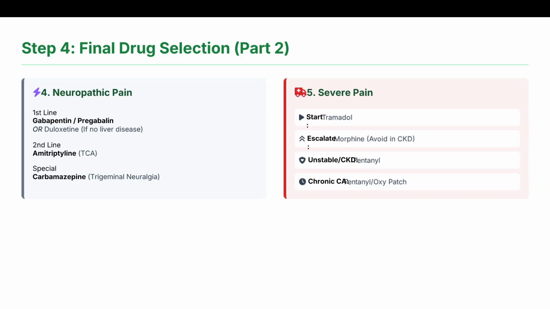In case of severe pain, start with opioids, which is a weak opioid like tramadol or tapentadol. Then you can escalate up to morphine. Ensure to avoid morphine in CKD patients, which will lead to accumulation of M6G metabolite and cause severe CNS depression. In case of unstable or CKD patients, you can go directly for fentanyl. For chronic cancer pain, it is imperative to use fentanyl patches or oxycodone patches.